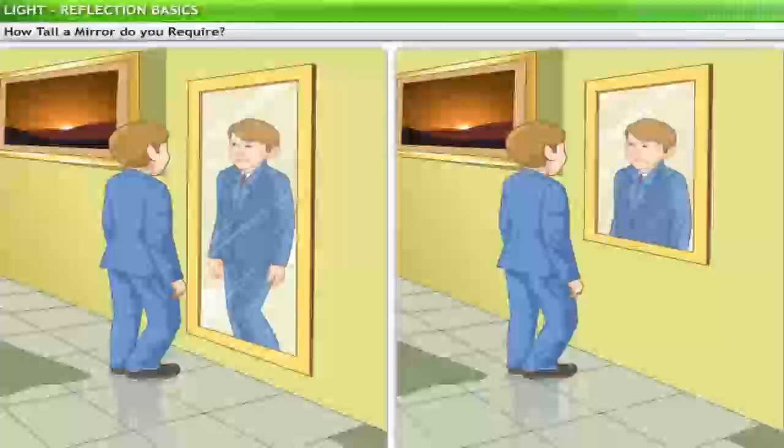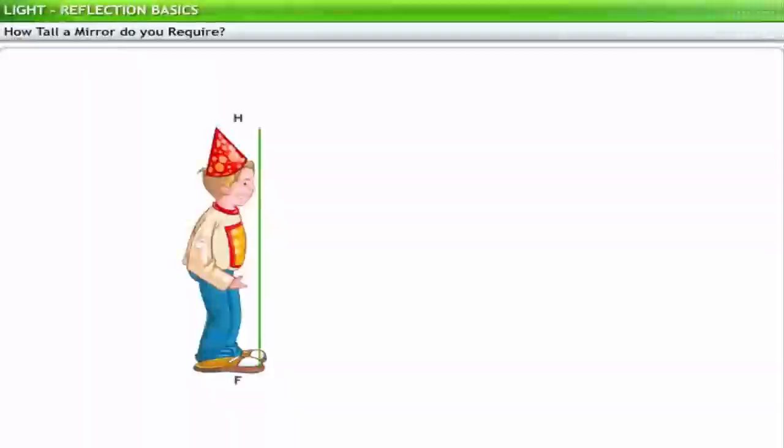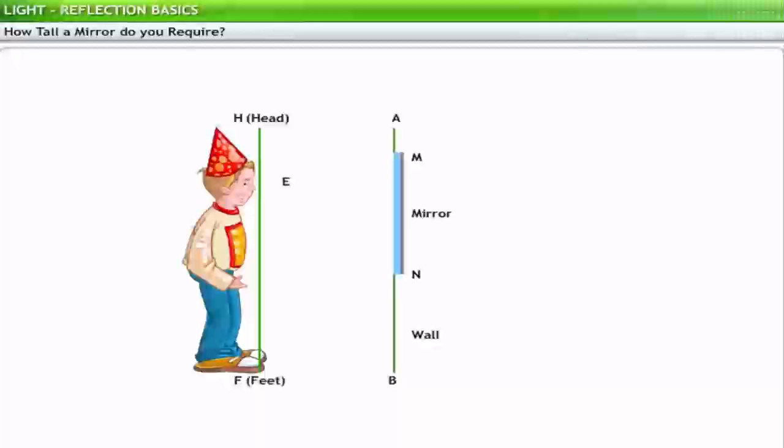A simple experiment can help you determine how tall a mirror you require to view your full image. Consider a person of height HF standing in front of a mirror on the wall, where H represents the highest point on his head, F the lowest point on his feet, and E at eye level. The person will be able to see his full image if he can see points A and B. The mirror requires a height where the incident rays HM and FM after reflection reach the eye of the person.